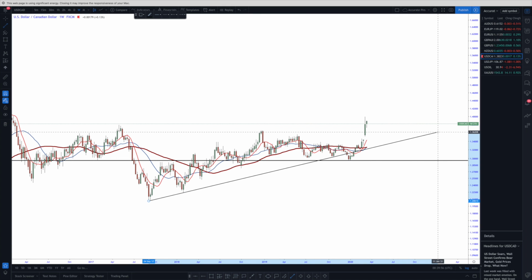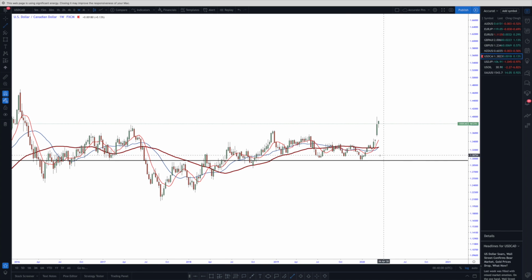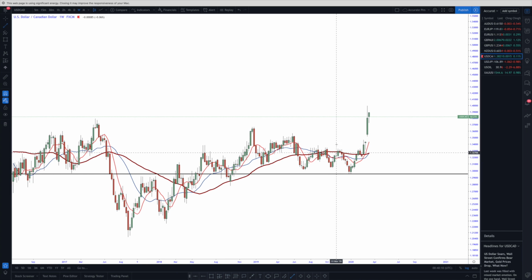Trend line, nope. That's an invalid trend line. As you can see, it's actually broken my 50 EMA, and it's staying above it. So yeah, USD CAD, I'm not really seeing much on this pair.